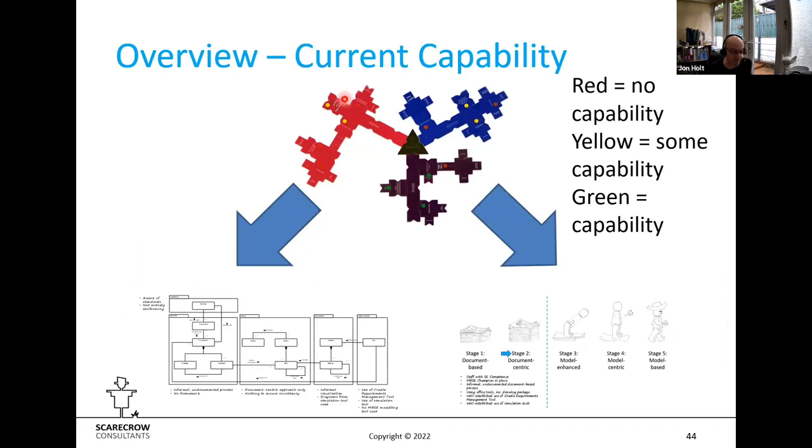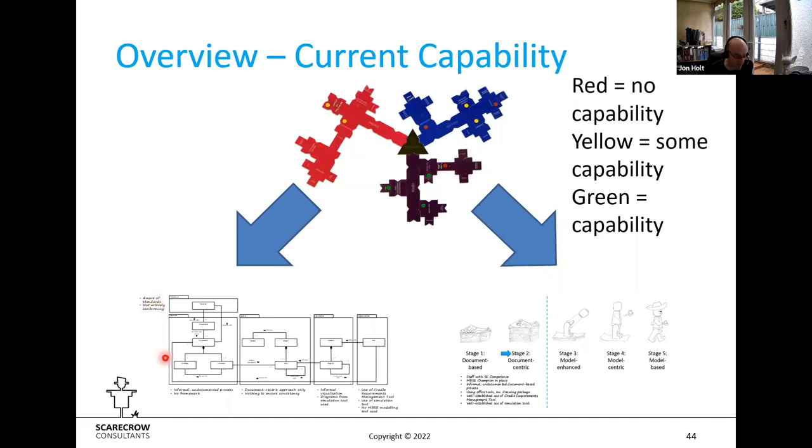And they'll look something like this. We'll say this is a jigsaw puzzle. We can see dots on here. They help me identify priorities. So red, where they've got no capability, yellow, where there's some, green, where they're very strong. And on the basis of this, we can identify their current position.